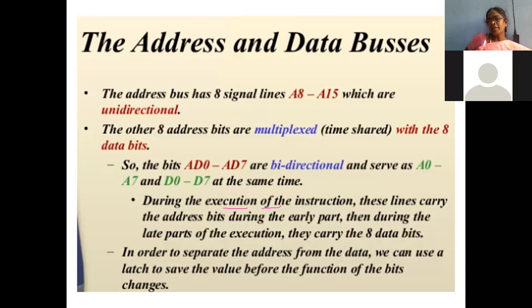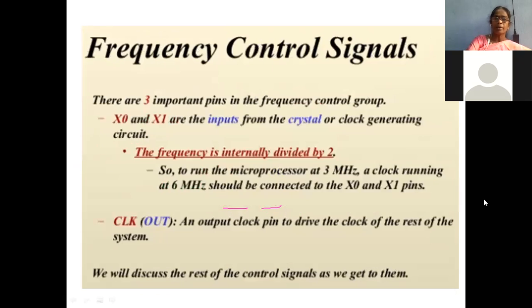So data can be read and written. So for AD0 to AD7, if it is only address, it can be the output line. But here this lower order AD0 to AD7 is also used as a data line, so it can be used as bidirectional. Okay, this is also one important thing.